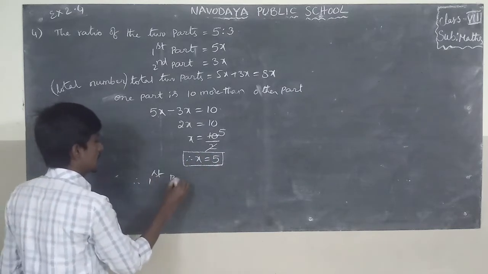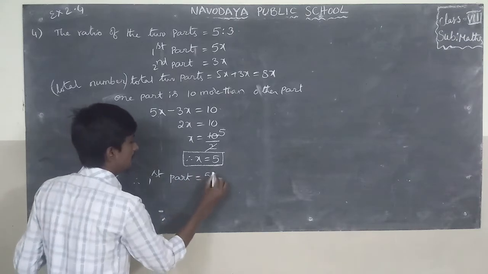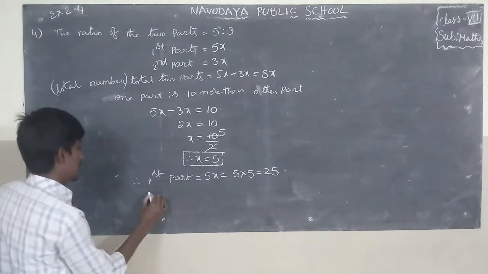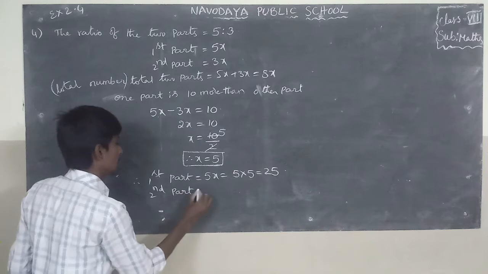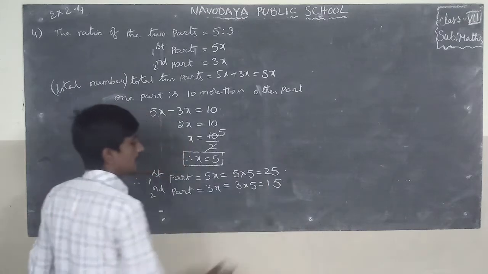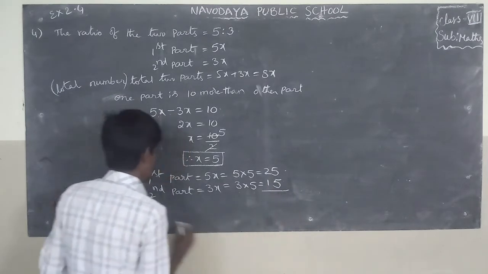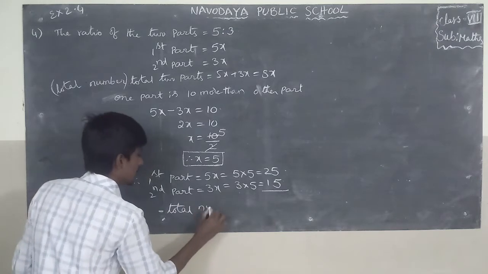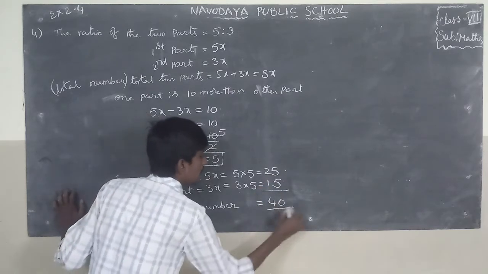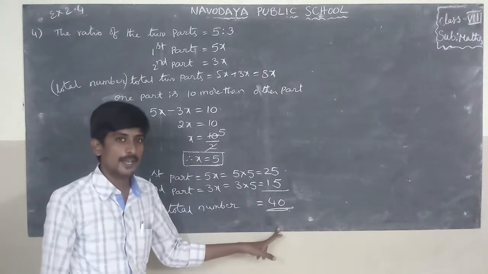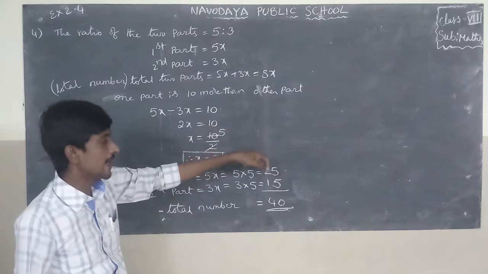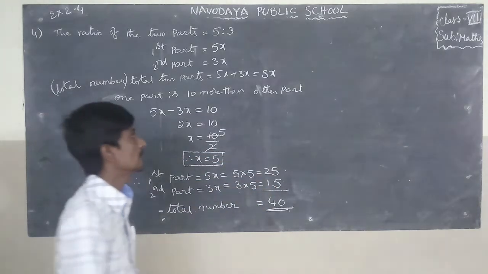Therefore first part equals 5x equals 5 into 5, 25. Second part equals 3x, 3 into 5 equals 15. Total number is 25 plus 15, 40. So total number equals 40. This 40 can be divided in the ratio 5 to 3. What are the two parts? 25 and 15.